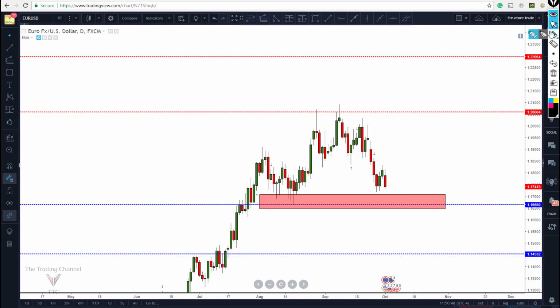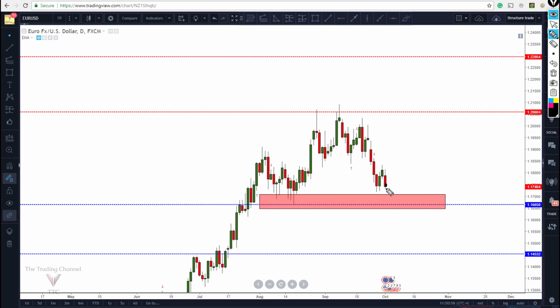We also have support if we break through the 1.1665 area down around 1.1453, which could be another solid place to look for buying opportunities or to take off any short positions as a second target.